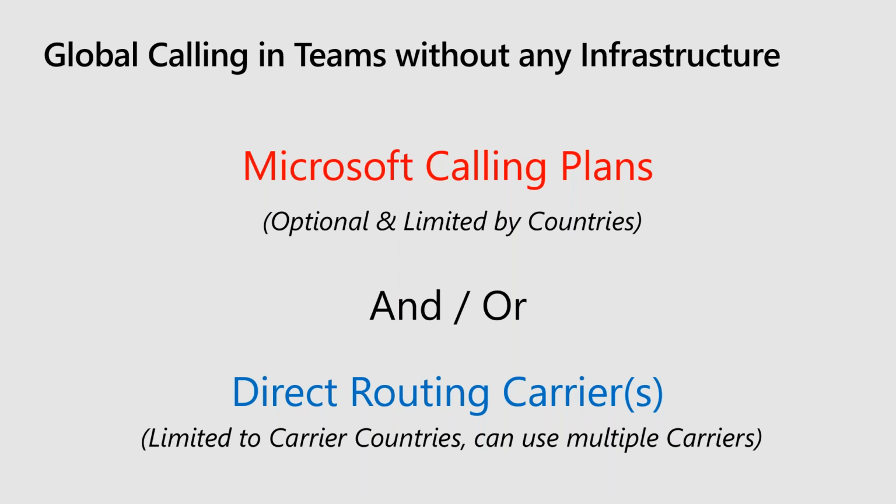So the intention of this session was not only to make you aware of how you can enable telephone numbers in Teams, or telephony in Teams, but how you can do this without any infrastructure. The interesting part is that you can use Microsoft calling plans, of course limited by country, but then you can combine, or you can use direct routing exclusively if you want. But this way you can implement Teams calling globally without any infrastructure.